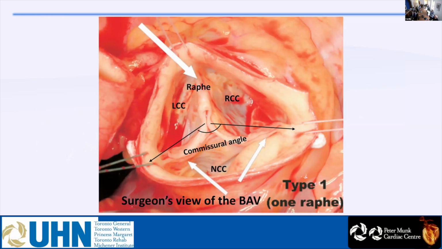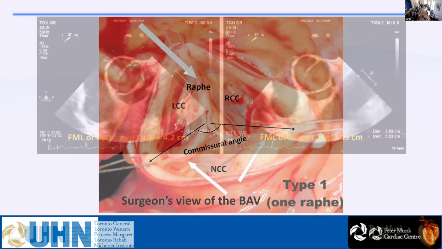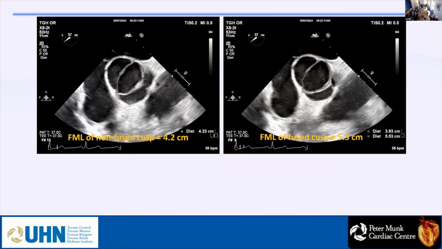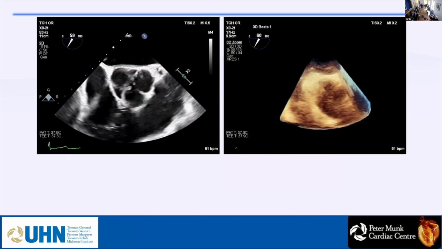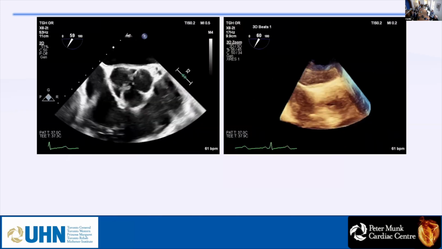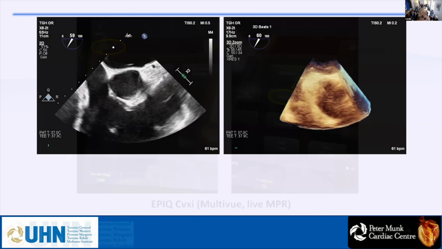Like this, you see, this is the angle. So this is a fusion between right and left, and this is the angle. So it's above 1.60, it's good, like this case. And we measure the lengths again. We can measure the same again with the multi-view.